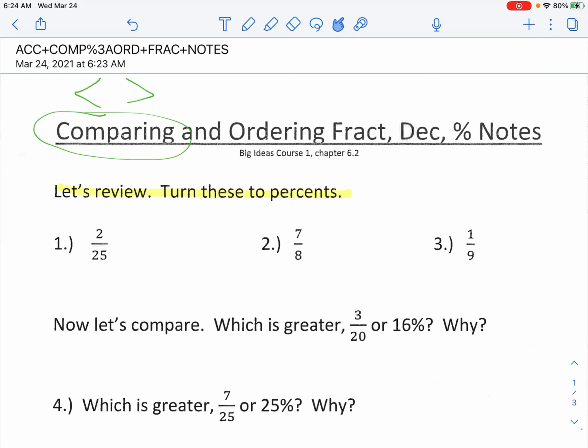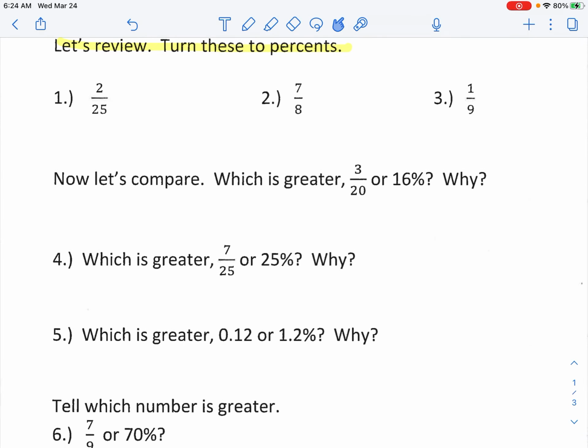Let's review. Turn these into percents. So remember, a couple days ago, I taught you the easiest way is check the denominator first. If that denominator is a factor of 100, you can do 25 times 4 and 2 times 4, and that will get us to 8 hundredths, and 8 hundredths equals 8%.